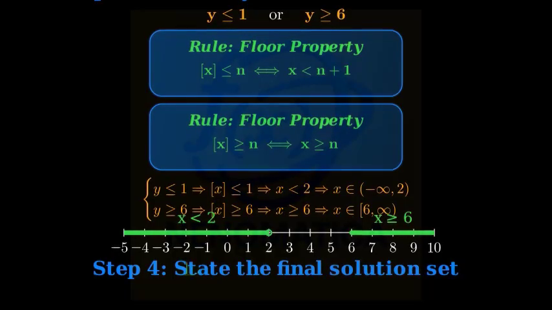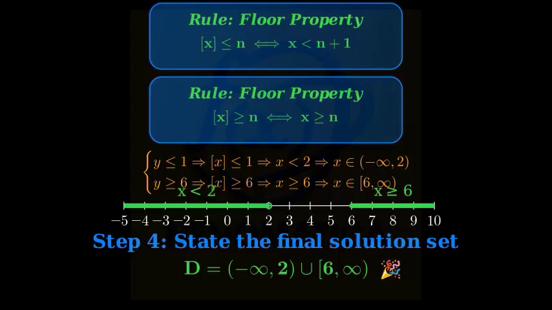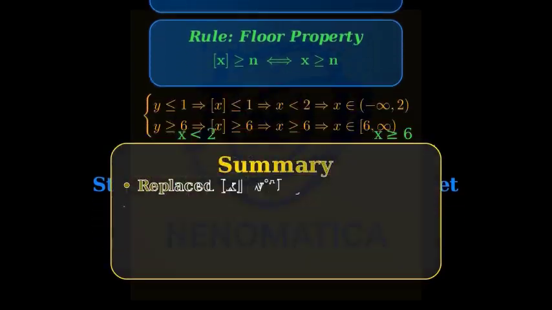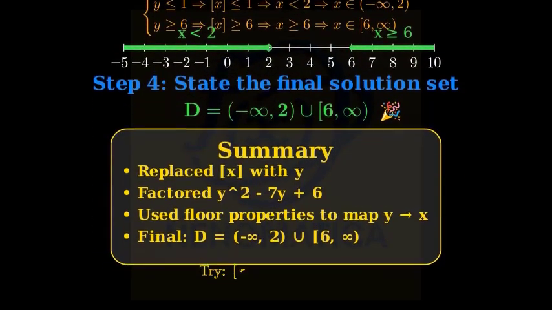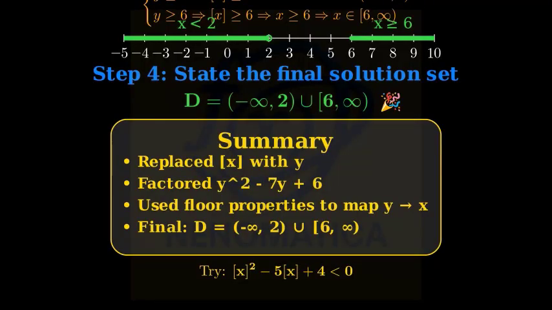Quick summary. We replaced the floor with a helper variable y, factored the quadratic, used floor function properties to translate y ranges back to x, and wrote the solution set as a union of intervals. Try this next. Solve open bracket x close bracket squared minus 5 open bracket x close bracket plus 4 is less than 0.